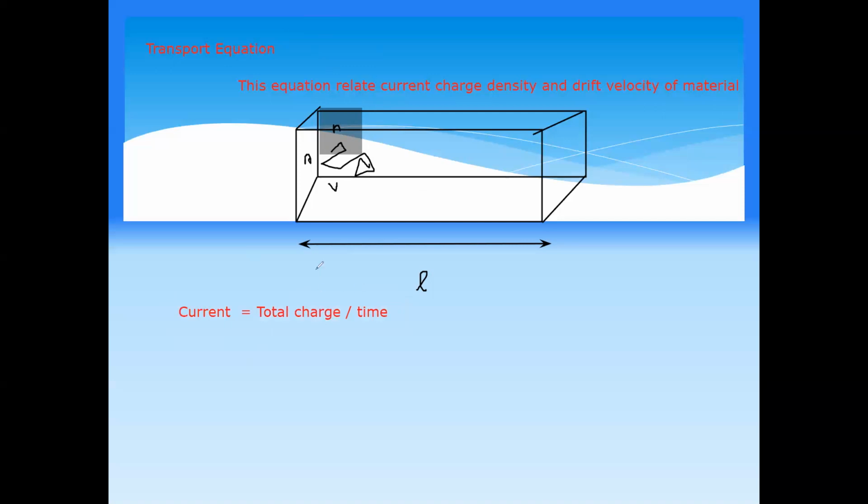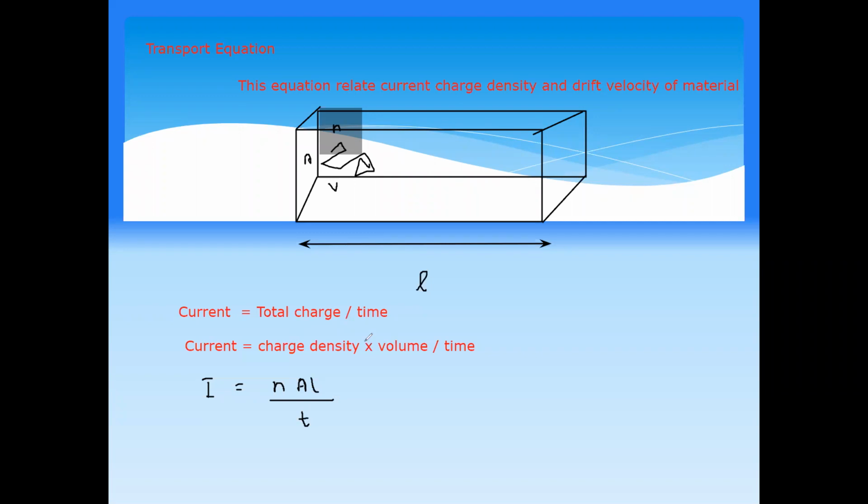So how will I get the total charge? I can say current is equal to charge density, which means the number of charges present in a unit volume, multiplied by the total volume, and that is divided by time. This will give us the total charge. Now current is denoted by I, charge density is denoted by N. What is the volume? A is the area and L is the length, so total volume is area multiplied by length, divided by time t.